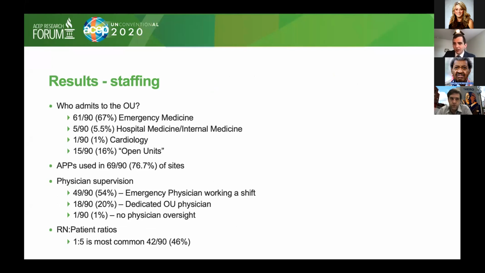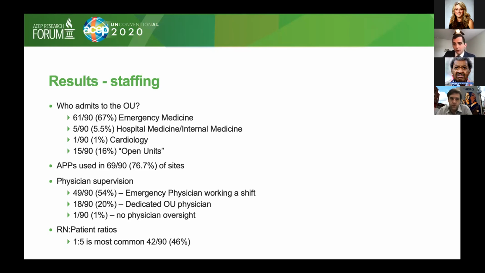About 5.5% of the hospitals did the admission to the CDU through the hospitalist or an internal medicine trained physician. One site actually had cardiology doing their admission, so you can imagine that was predominantly a chest pain site. And interestingly, about 15 places, or 16%, had open units where anyone could admit a patient to their CDU. The vast majority of these sites used advanced practice providers, so 76.7%, or 69 of the 90 units, were using APPs in some capacity.